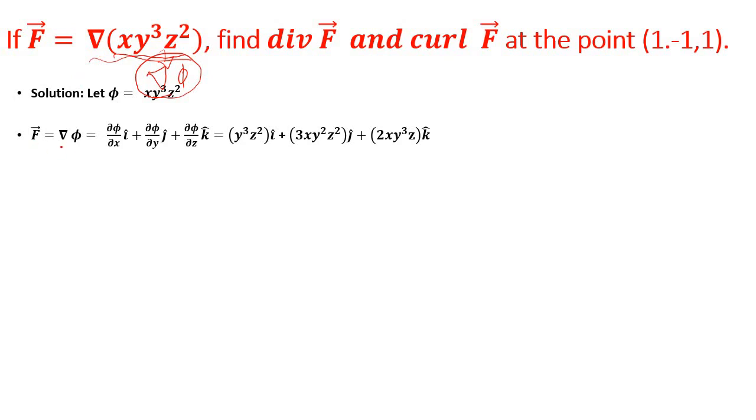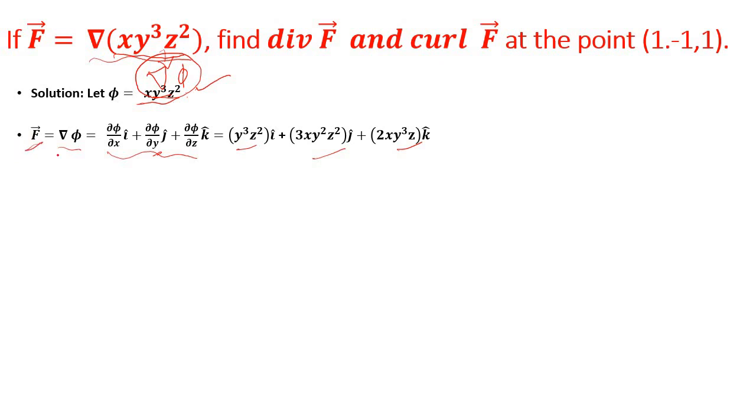What is vector f? Del phi means gradient of a scalar. We know already how to find that. Differentiate this phi with respect to x, y cube z square. Differentiate this phi with respect to y, 3xy square z square. Differentiate this with respect to z. Derivative of z square is 2z into xy cube. This is my gradient of a scalar or a vector f.